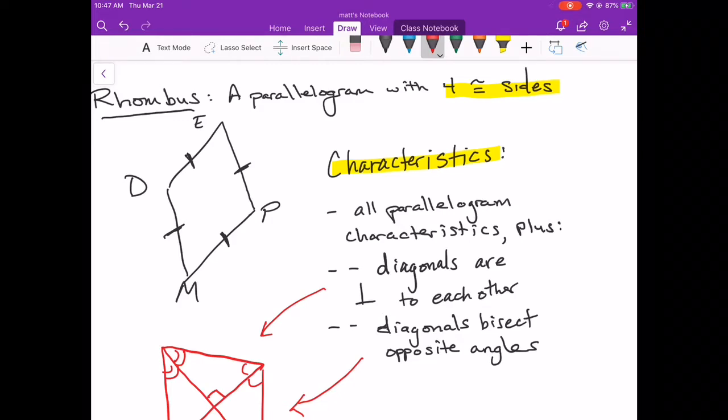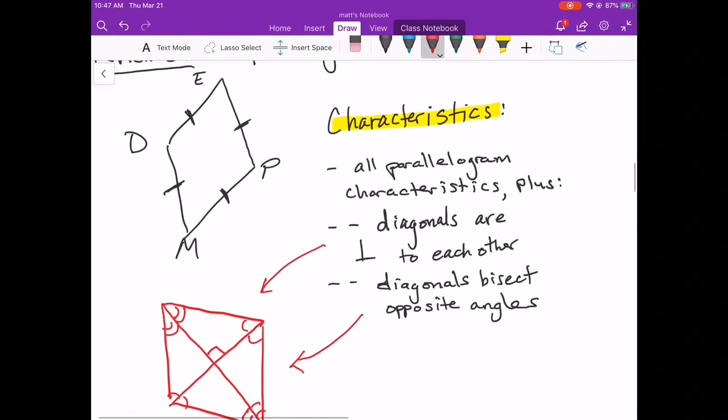So it's a parallelogram with all the parallelogram characteristics, plus one more thing, and that's all 4 sides are exactly the same. So not only are the opposite sides the same, but all of the sides are the same. So when you have that, you do get that diamond type shape like we have for this rhombus. Notice all 4 sides are marked congruent, and a couple of additional characteristics. So all the parallelogram characteristics plus the diagonals are perpendicular to each other, and the diagonals bisect opposite angles.